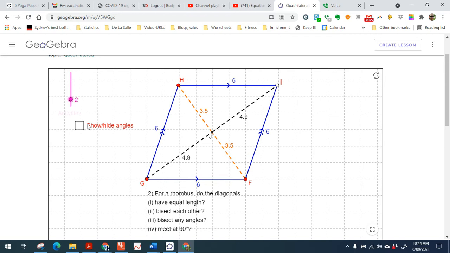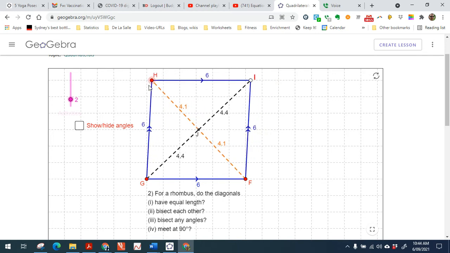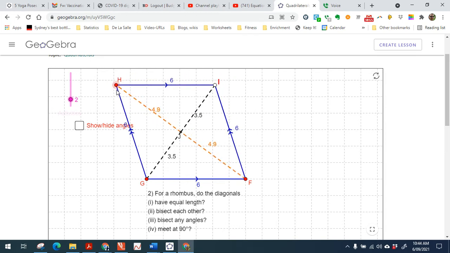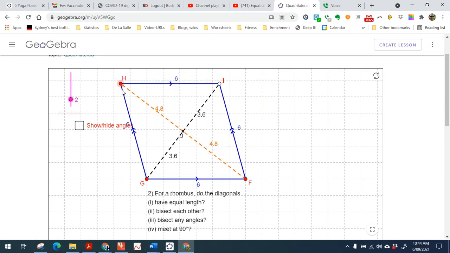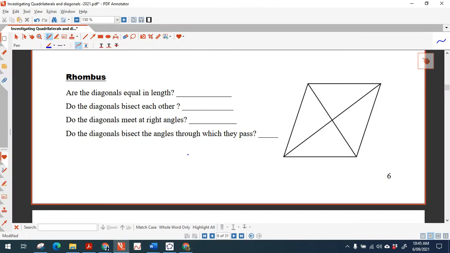Now, are the diagonals equal in length? Well, not really. You've got 4.9 and 4.9, that altogether is 9.8. And you've got 3.5 and 3.5, altogether that is 7. So the orange diagonal is 7 units, the black diagonal is 9.8. They're not the same length, right? And you can see that you can change this into another rhombus, and that property shows you that the diagonals aren't equal in length. So we'll go back to our notes, and here we go. Are the diagonals equal in length? And the answer is no.